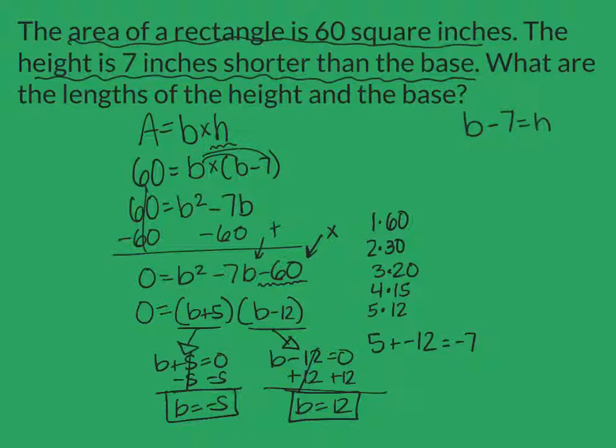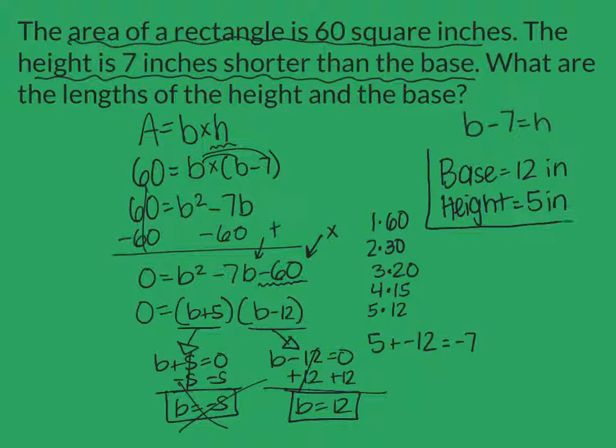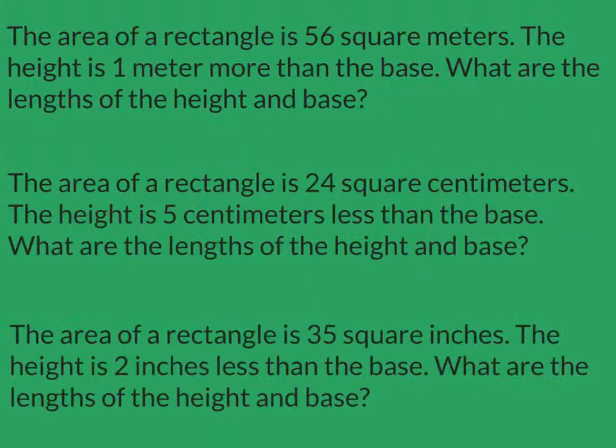In this case, when we're talking about, again, measuring the lengths of a shape, negative numbers don't make sense. So this negative 5 doesn't make sense, meaning that the base is going to be 12 inches. And then the height, you can look back in the problem and see that the height is 7 inches shorter than the base. So if the base is 12 inches, the height will be 7 less than that, so 5 inches. Which makes sense because if the area we're trying to get is 60, 12 times 5 is 60, so we know we have the right answer.